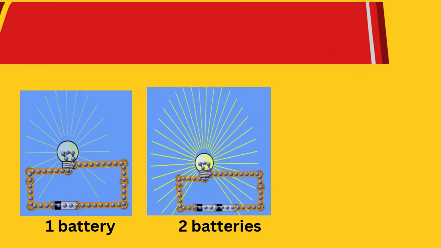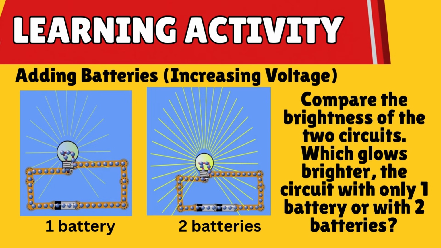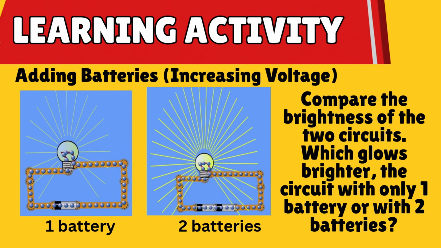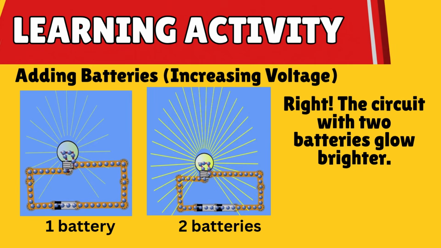For our first investigation, adding batteries. So look at the two images. What do you notice about the brightness of the two circuits? Remember that in the first picture, there's only one battery, and on the second picture, there's two batteries. So, compare the brightness of the two circuits. Which glows brighter? The circuit with only one battery or with two batteries? Correct. The circuit with two batteries glows brighter.